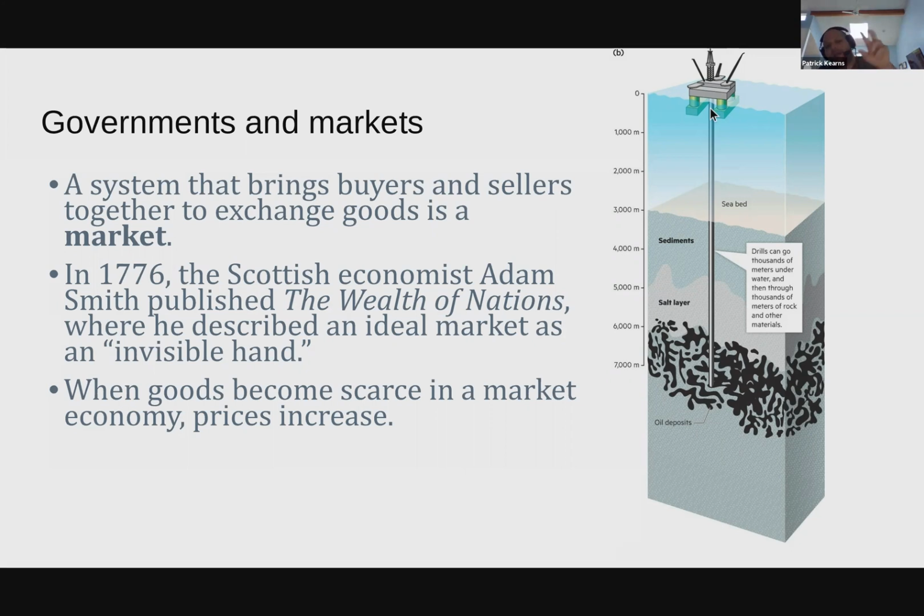But the market will essentially rise to it. If there's a demand for something, it will be there. And so we could think of petroleum or oil, or we could think of coal. If the demand is there, the technology will come, the business opportunities will come to exploit those resources.